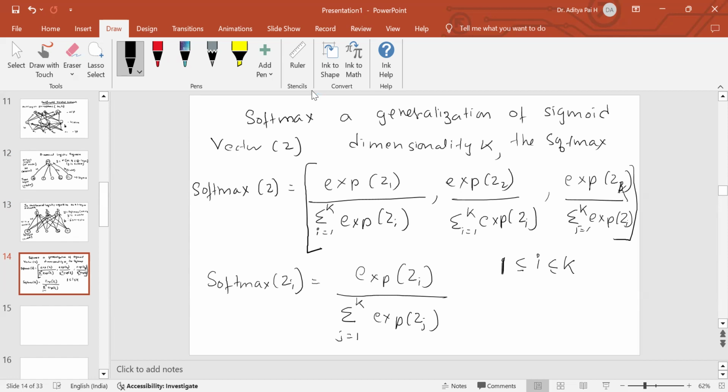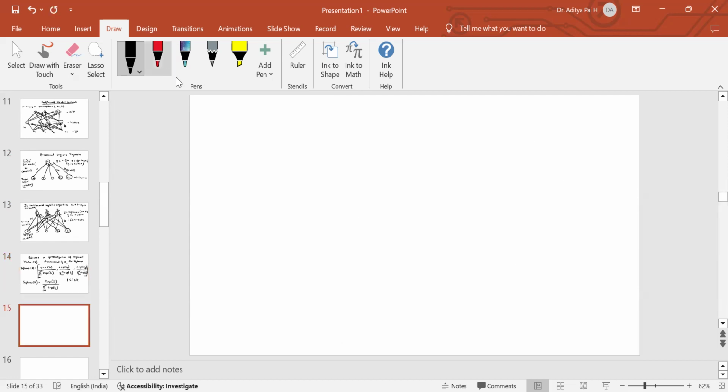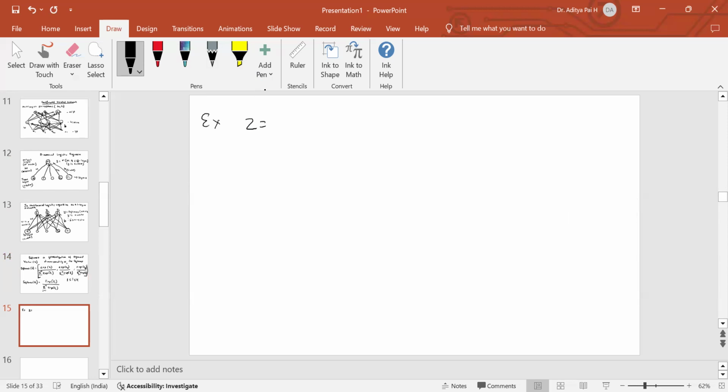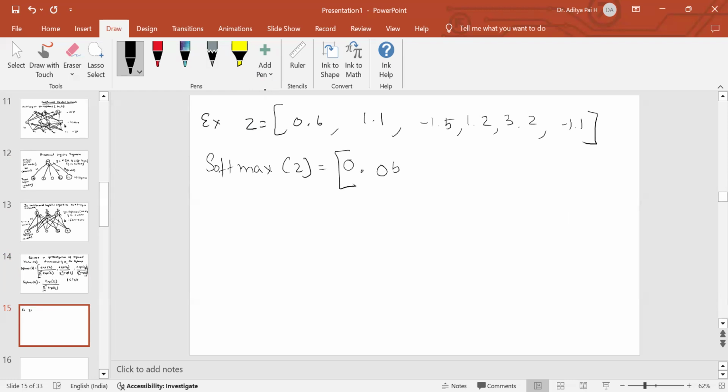Now let's apply an example. I'm talking about your z, which is the vector output. If z is equal to 0.6, 1.1, minus 1.5, 1.2, 3.2, minus 1.1, and you apply the softmax activation to z, then if you calculate with the formula I gave, you'll be getting 0.055, 0.090, 0.006, 0.099, 0.74 and 0.010. So this is about the multinomial notation.